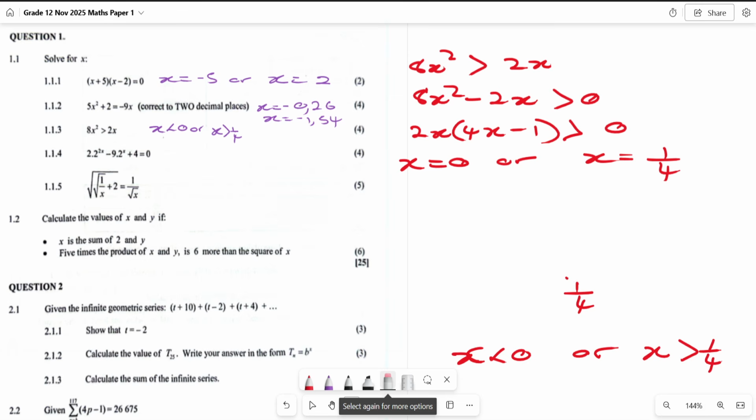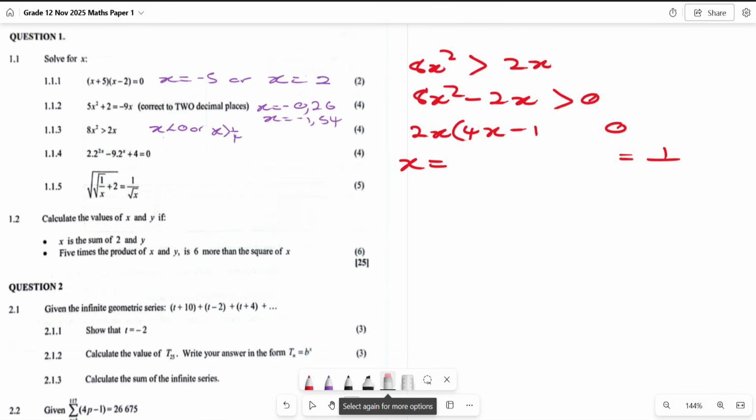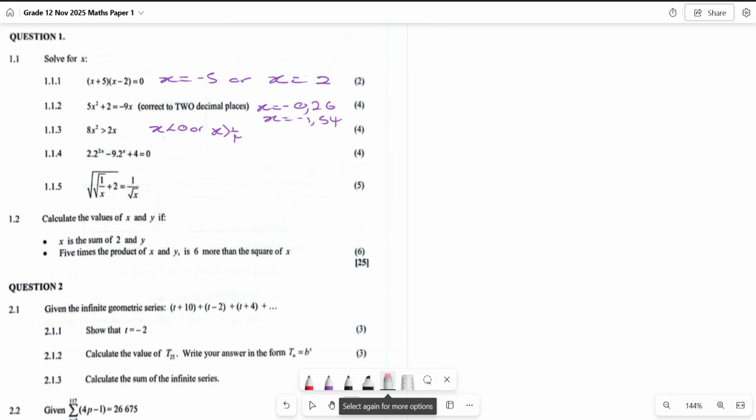Right, moving on to the next question. So far you should have how many marks? So far you should have 10 marks out of 25. So we have how many to go? We have 15 more marks to go.